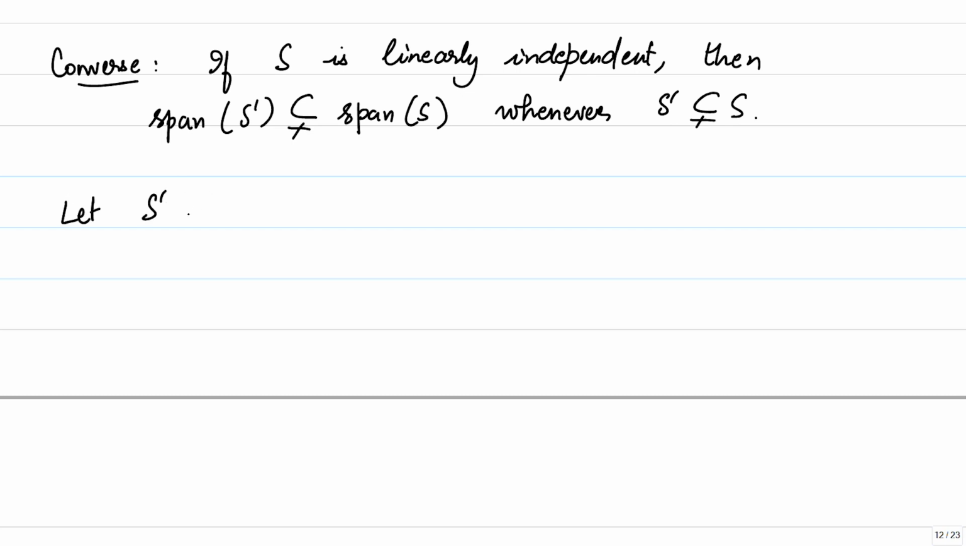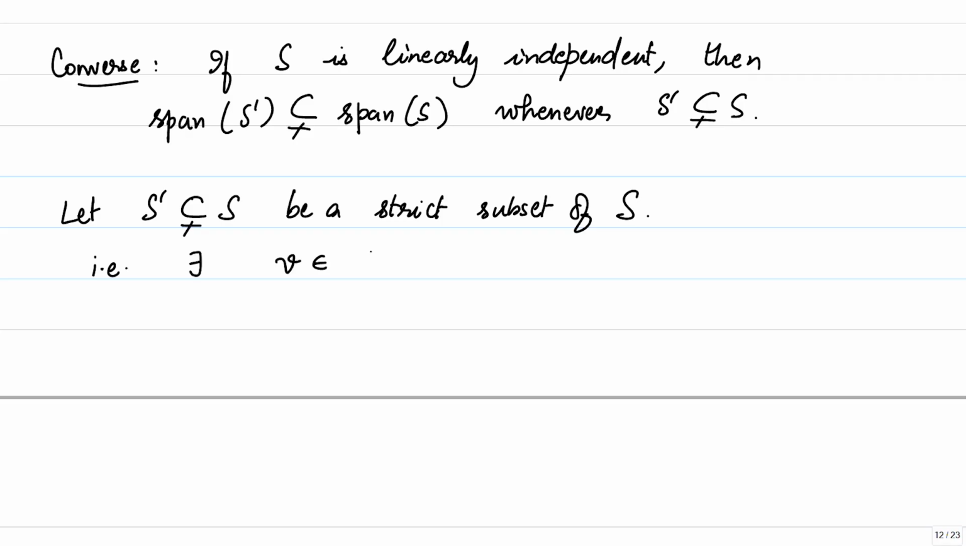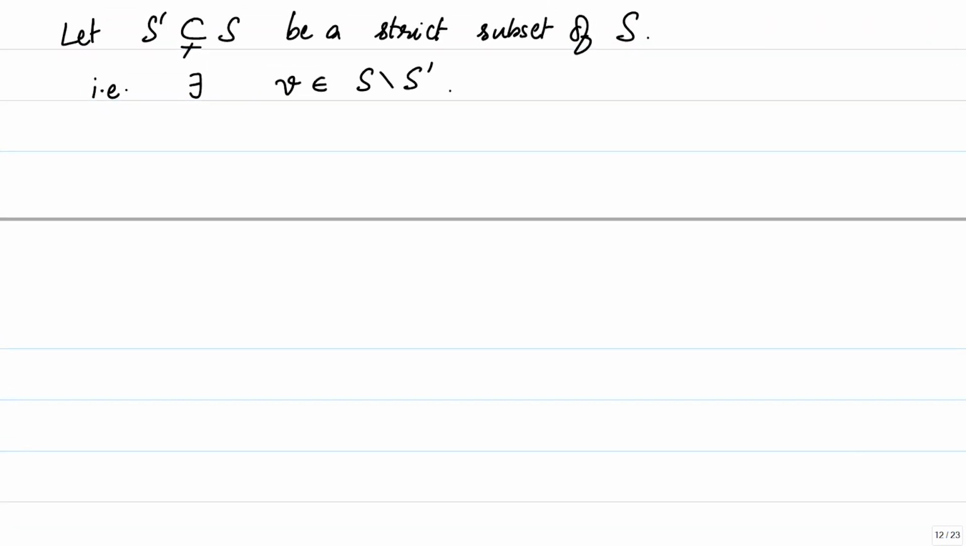So, let S prime be a strict subset of S. What does that mean? That means that there is some element small v in capital S which is not in S prime, i.e. there exists v which is in S minus S prime. My claim is that this v does not belong to span of S prime. Let me just prove that claim. V does not belong to span of S prime.